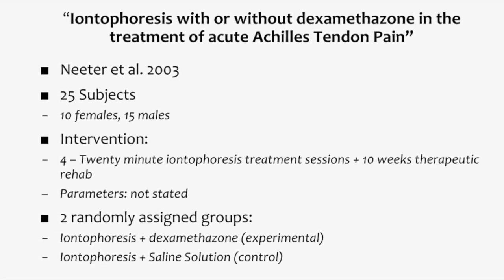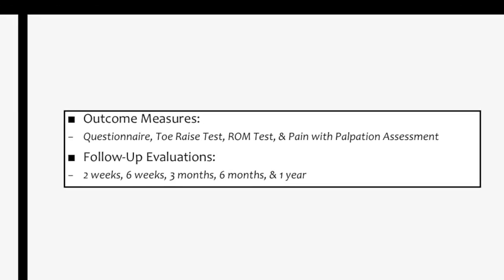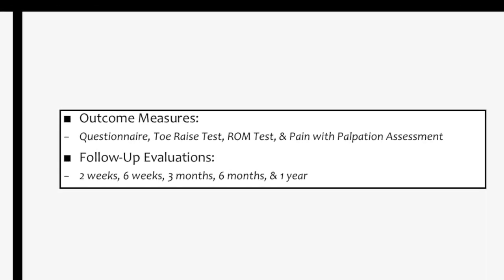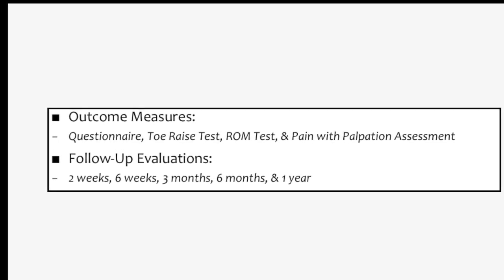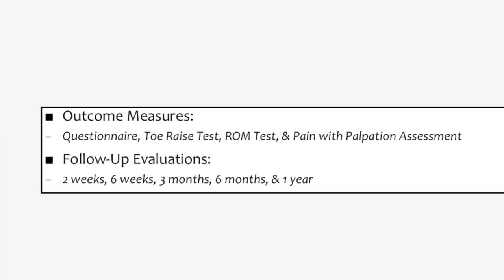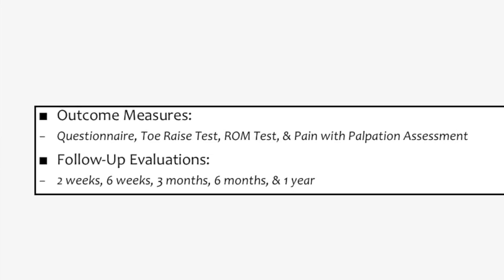Iontophoresis parameters were not stated within the paper, which is a tiny bit sketchy. Outcome measures included a questionnaire, toe raise test, range of motion test, and a pain with palpation assessment. The subjects were evaluated at 2 weeks, 6 weeks, 3 months, 6 months, and 1 year after the intervention.